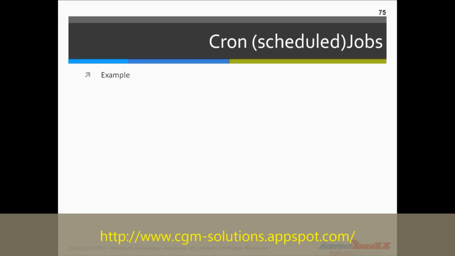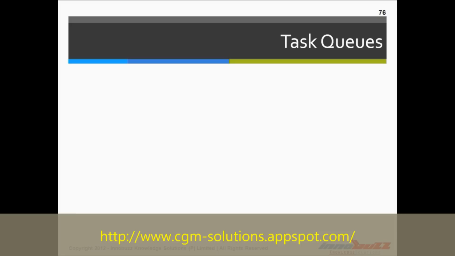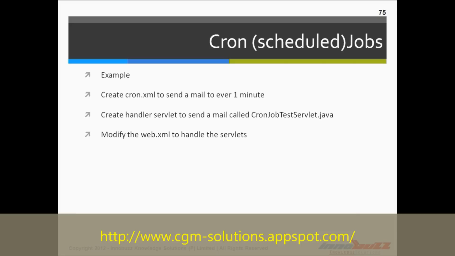Let's see the example by creating cron.xml to send a mail every 1 minute. For that, we will define one URL. That URL will be handled by CronJobTestServlet.java. Modify the web.xml to handle the servlet. So let's go to the example, deploy this to the application and test it.